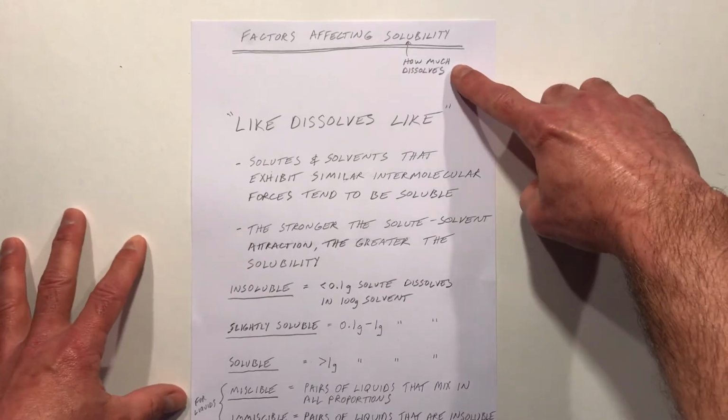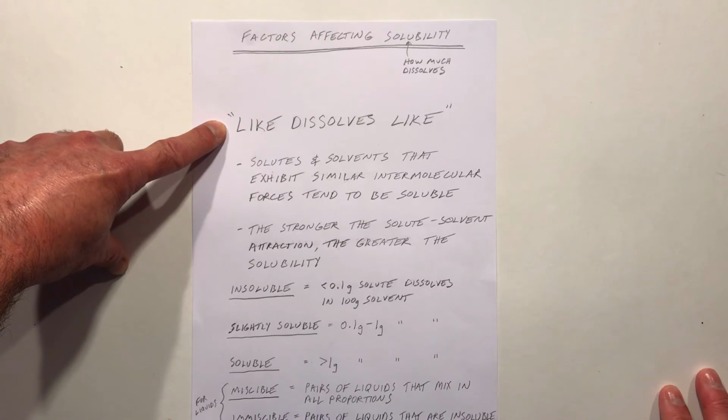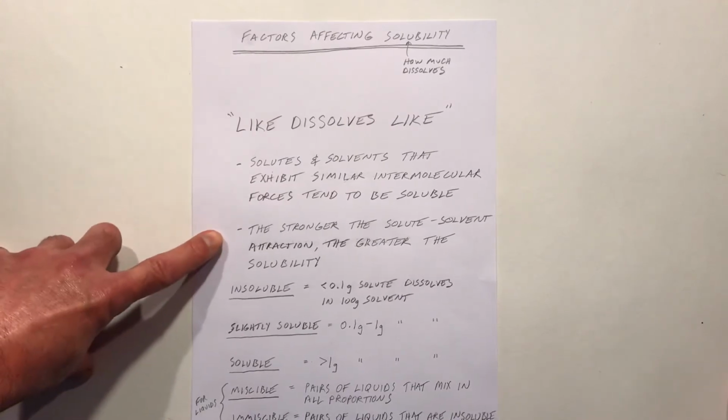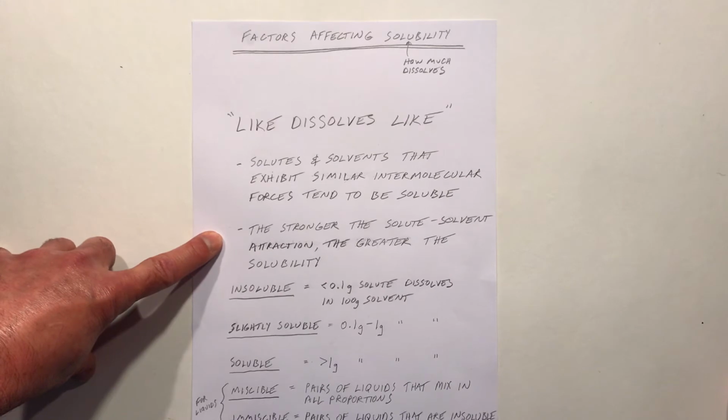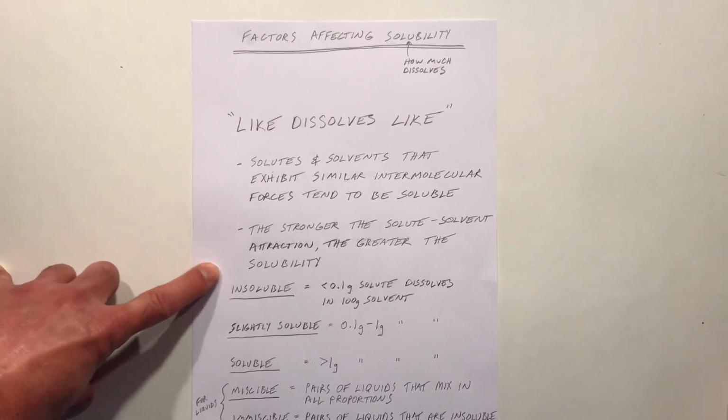So again, solubility is how much dissolves, and we can generally go with the statement like dissolves like. So solutes and solvents that exhibit similar intermolecular forces tend to be soluble. In other words, they tend to mix with each other. The stronger the solute-solvent interaction or attraction, the greater the solubility, the more that we see them mixing.